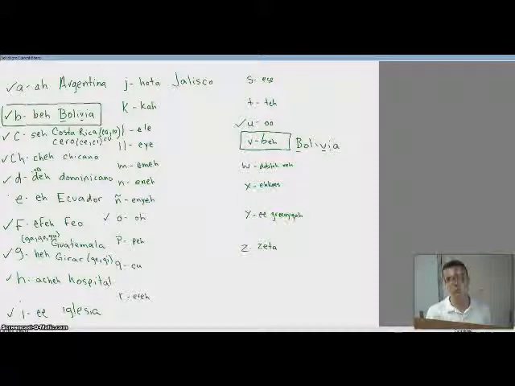It's the home of tequila. All right. La letra K. We'll take a look at the country Kenya. Kenya. All right. The country Kenya. K. Always that pronunciation. L. Largo. The adjective for being long, largo.